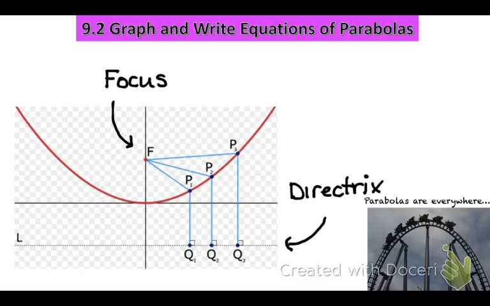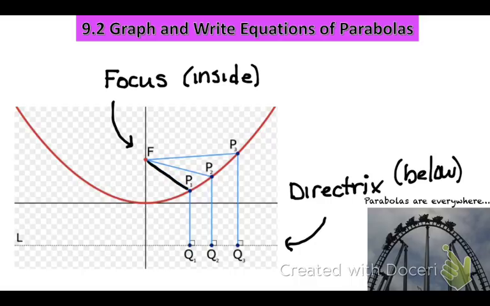Even in a parabola that opens up or down, our focus is always going to be inside our parabola, and our directrix is going to be below our parabola. I also said that they are equidistant. So if I look at my focus and draw a line from the focus to the parabola, that distance is going to be the same as from the parabola down to the directrix. Also notice when it hits the directrix, it should hit perpendicular, so 90 degrees.